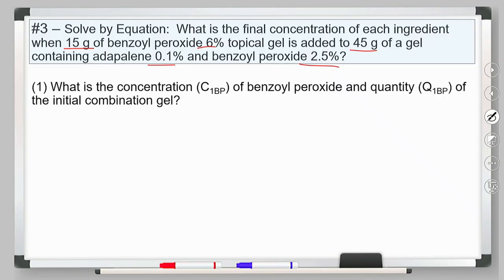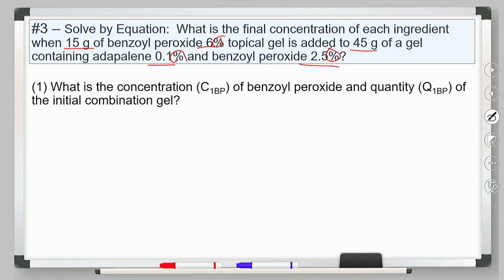But what will happen to the adapalene is we're adding benzoyl peroxide to a concentration of adapalene. That's going to go down. You're going to be diluting that. So you should see benzoyl peroxide concentrations go up, adapalene concentrations go down when you're all done. So this is pretty straightforward. CQ plus CQ equals a final CQ.